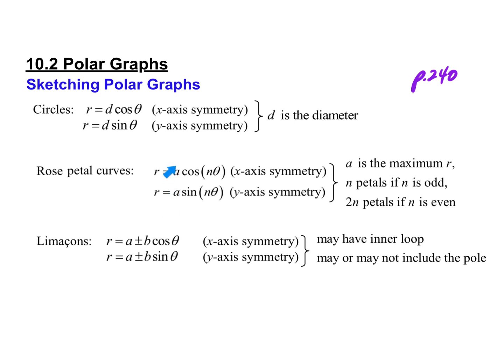The number in front is the maximum value. That's the biggest that the radius can ever be. N tells us how many petals there will be. If n is odd, there's that many petals. If n is even, there's 2 times that many petals. Okay? If it's cosine, it's going to be symmetrical with the x-axis. If it's sine, it's going to be symmetrical with the y-axis.